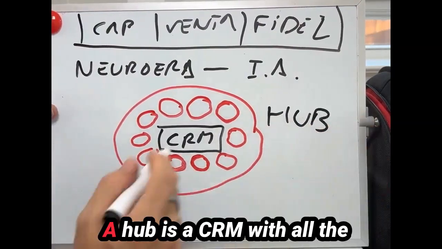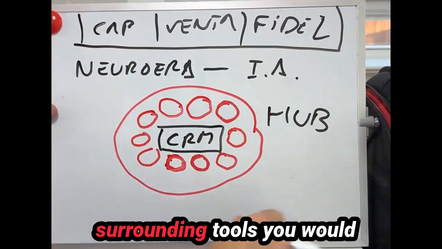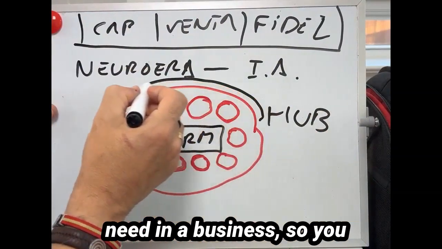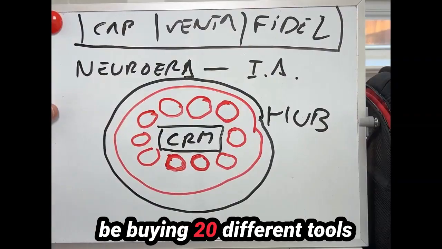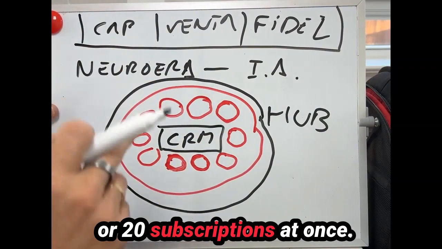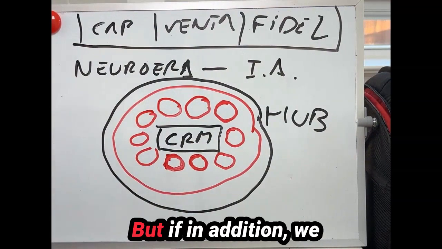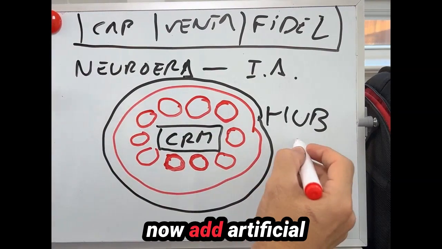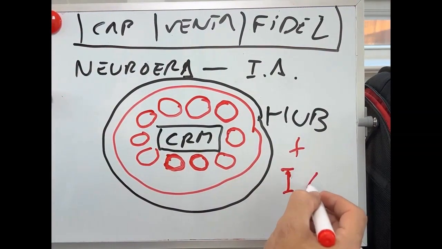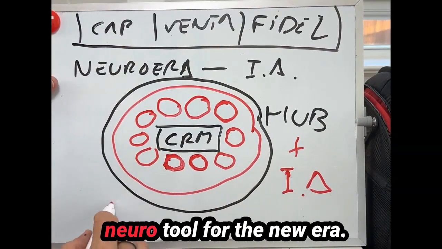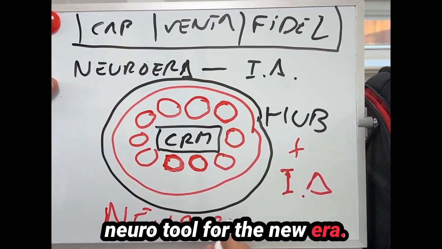A hub is a CRM with all the surrounding tools you would need in a business, so you don't have to leave that platform, so you don't have to be buying 20 different tools or 20 subscriptions at once. But if, in addition, we now add artificial intelligence to that hub, that's when it becomes a neuro tool for the new era.